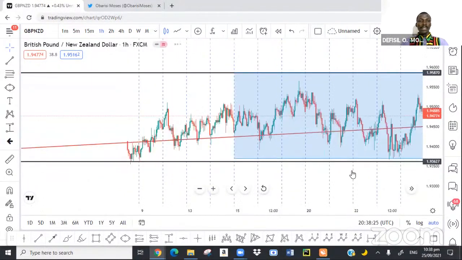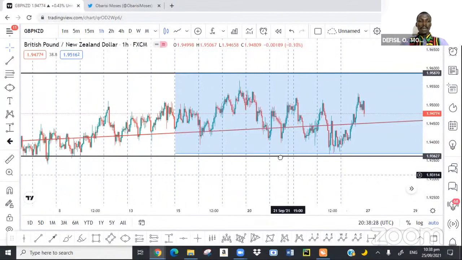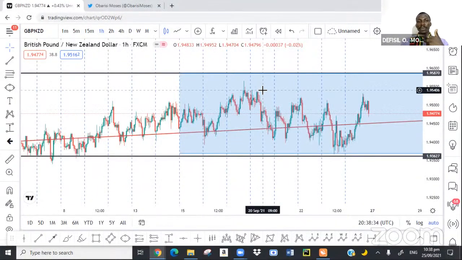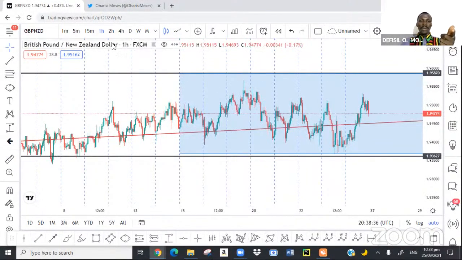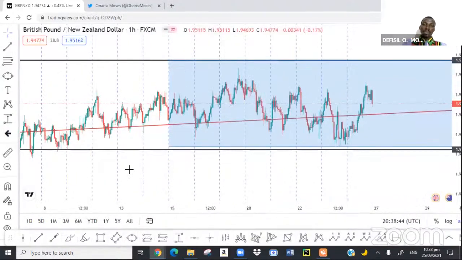Okay, you can see this is the 1 hour now. So you can see that the range is already obvious on the 1 hour, with this area being the high of the range.